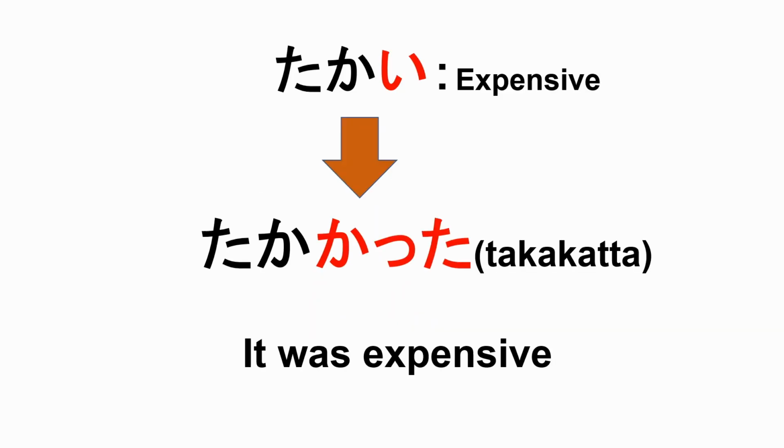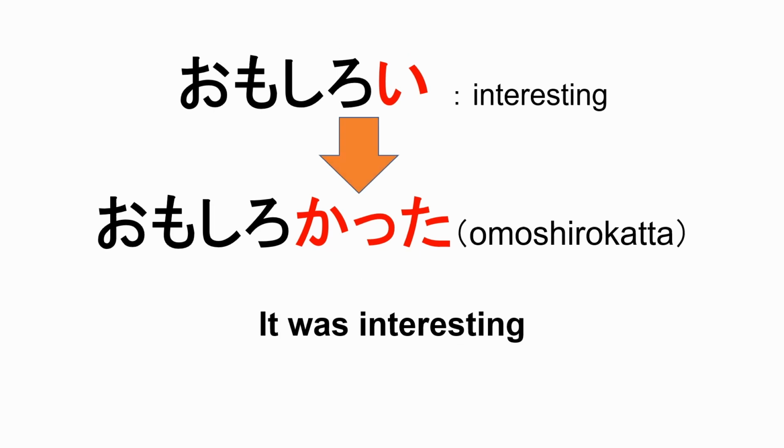What about takai? First, remove the final I, then replace it with katta. The result is takakatta. It was expensive. What about omoshiroi? Use the same thing here. Just remove the final I and add katta. So, omoshirokatta. It was interesting.